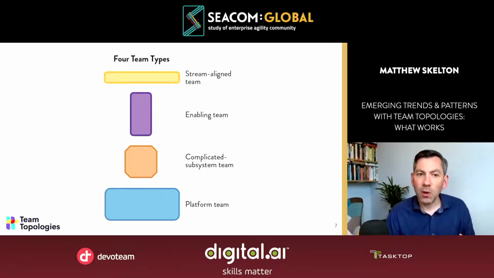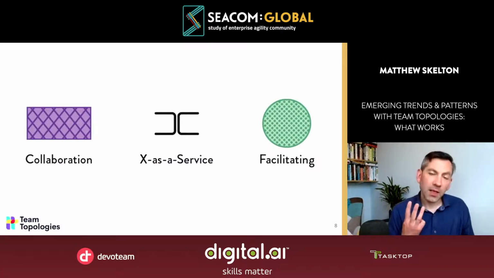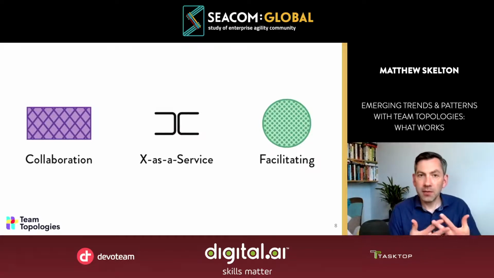And that's why we have what we call team interaction modes. And we think there are 3 important team interaction modes. Collaboration, 2 teams working together for a defined period of time to achieve a specific outcome. So collaboration is quite expensive.